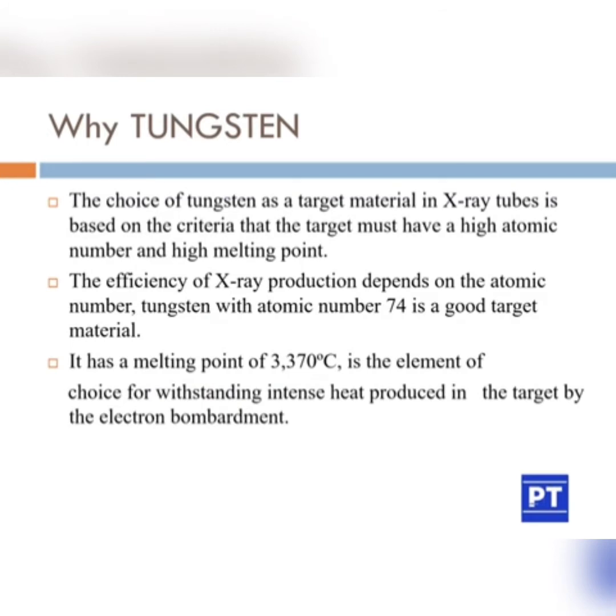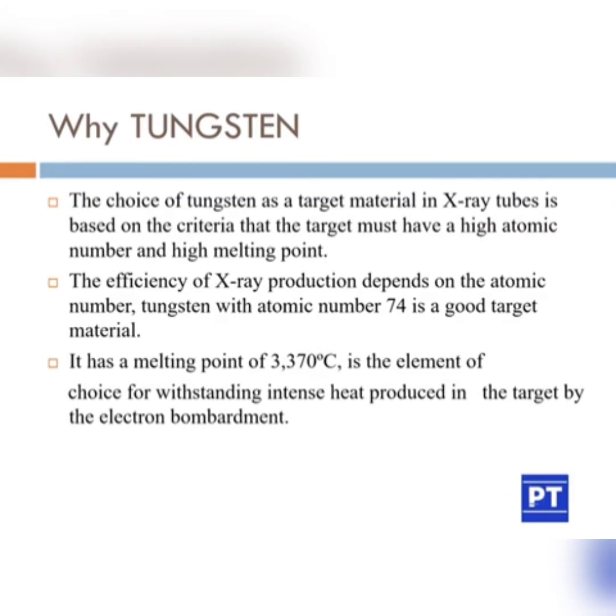Why is tungsten used as a target as well as the filament? The choice of tungsten as a target material in an X-ray tube is based on two criteria. It should have a high atomic number as well as a high melting point. The atomic number of tungsten is 74, and it is good at X-ray production. The efficiency depends on atomic number.